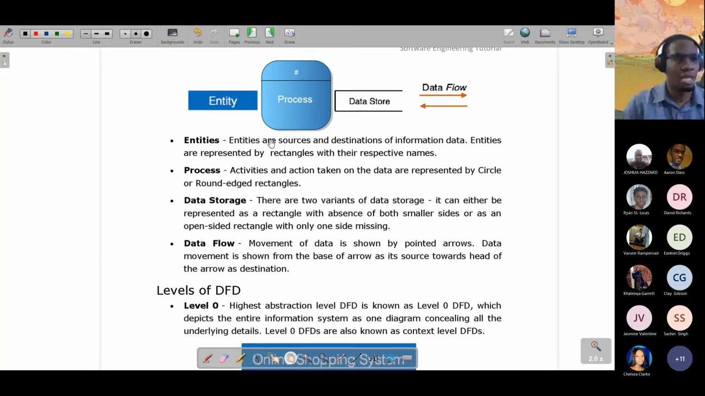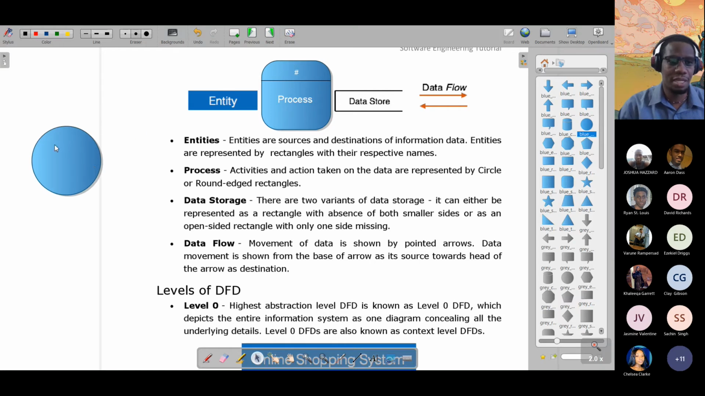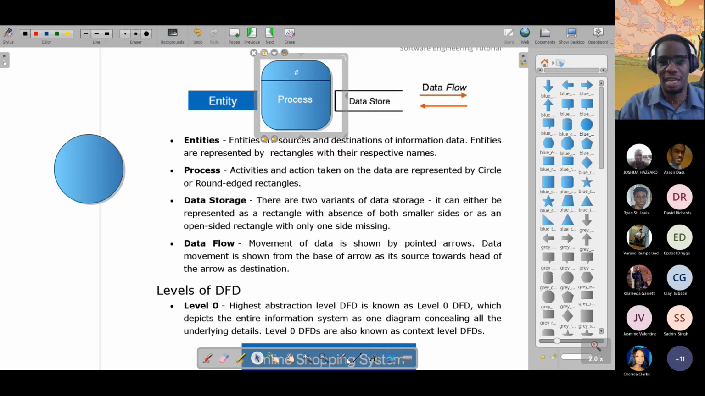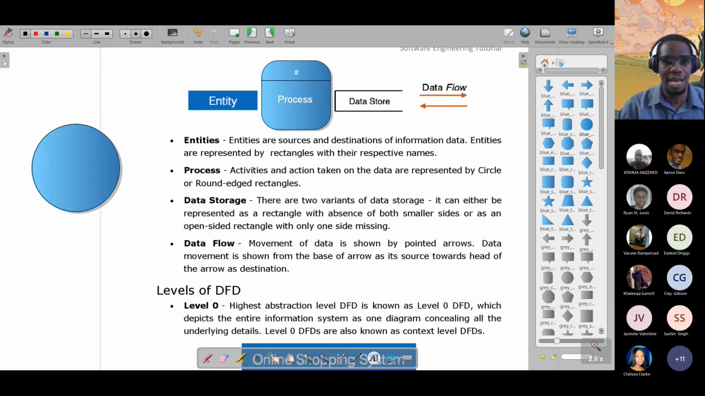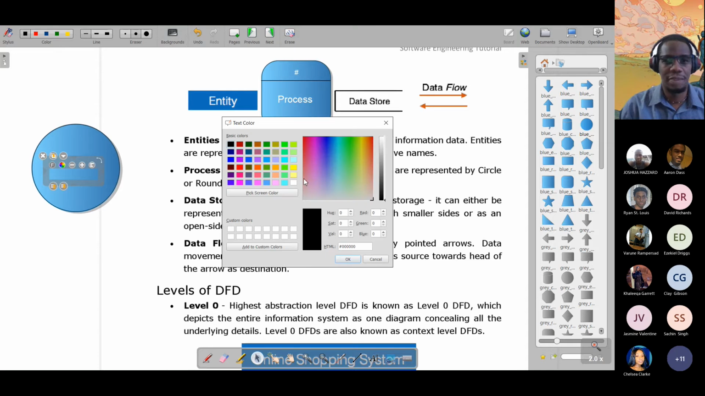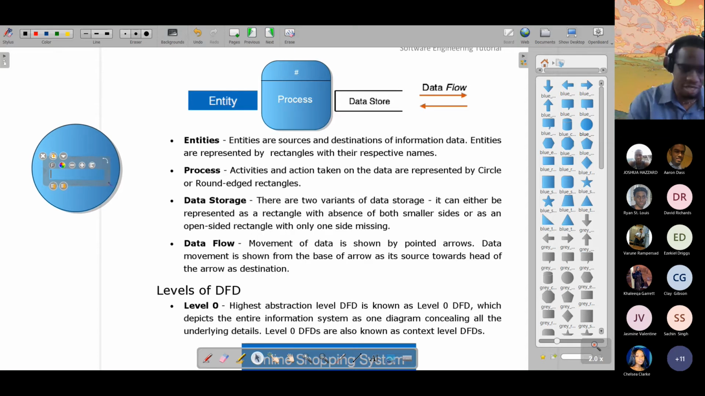Entities are the sources of the information. Entities are also the destination of the information. If I have a system, and actually let me represent the system as well. The system, the way I represent it, is typically a circle, right? And I will show you all the difference for when to use the system and when to use the boxes.